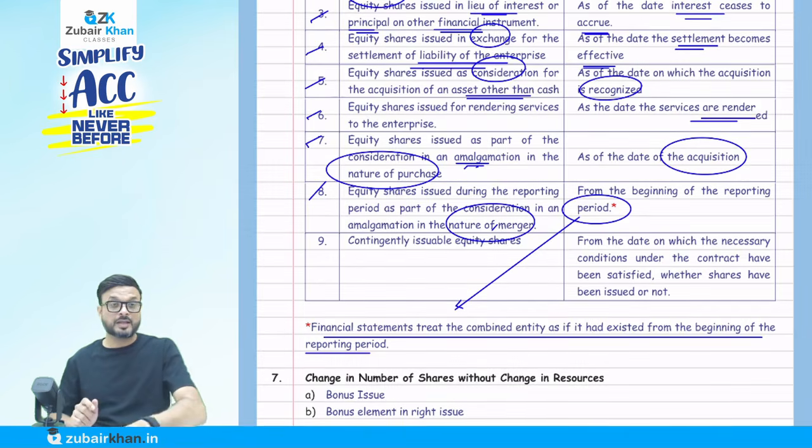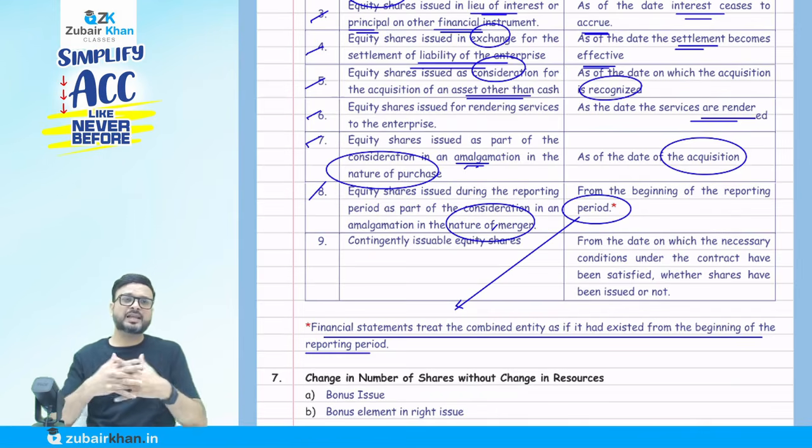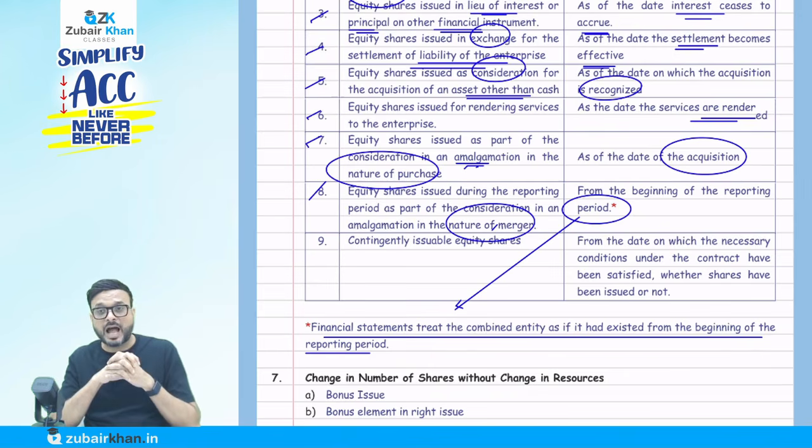We know that here, in case of amalgamation nature of merger, we take all the assets and liabilities of the vendor company at the book value. Reserves also we take. It's like a merger, like the same company. That's why they say in case of amalgamation nature of merger, we have to take from the reporting period that year.